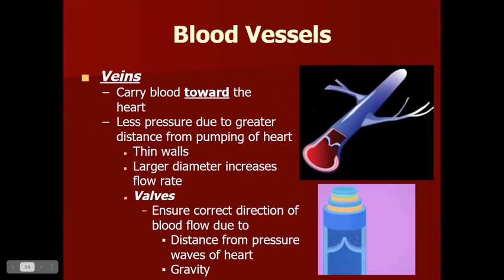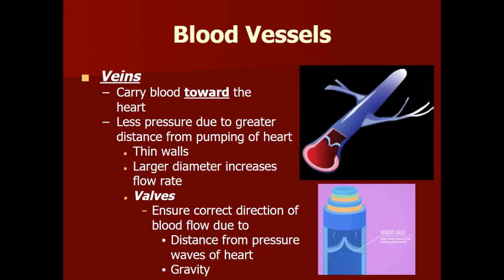Next, veins. Veins always carry blood toward the heart. Veins have less pressure due to greater distance from the pumping of the heart. So if you think of your circulation like a circle pathway in your body, starting and ending at the heart, the heart is going to pump the blood into the arteries. And then when the blood is eventually going to come back to the heart through the veins, they don't have as much pressure as the arteries.